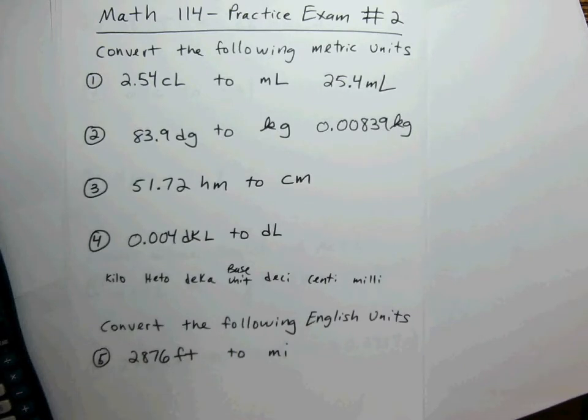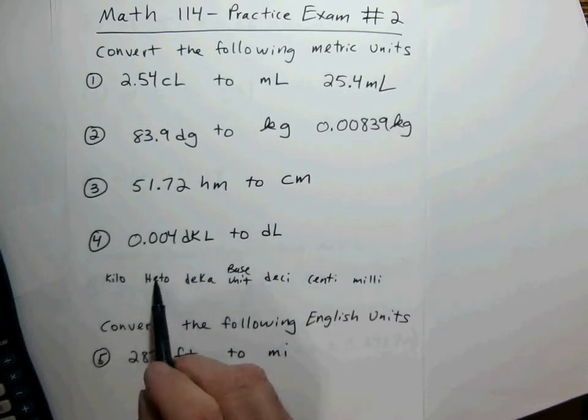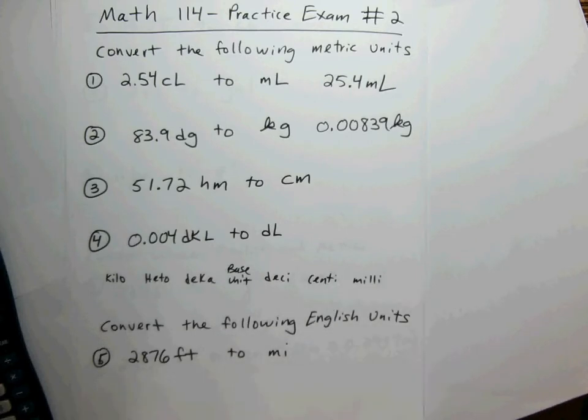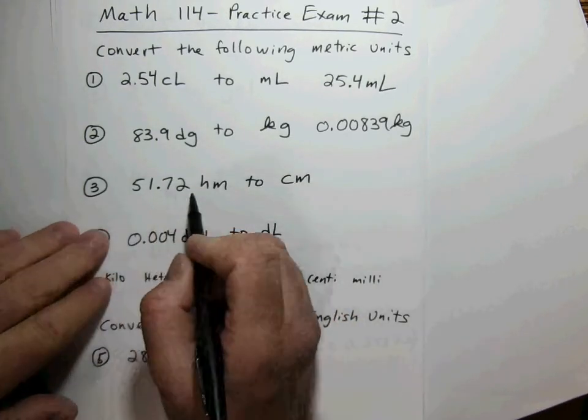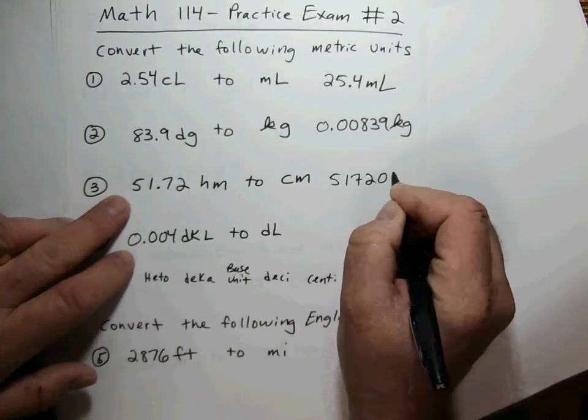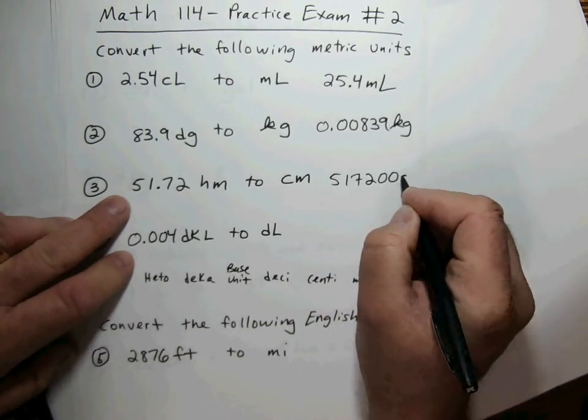Okay. Hectometers to centimeters. Hecto to centi. 1, 2, 3, 4 places to the right. So now I got to move that decimal 4 places to the right. So I'm going to have to put in a couple of zeros there.